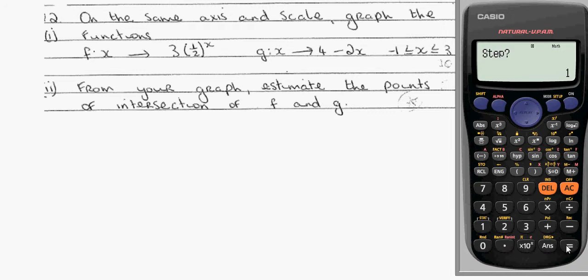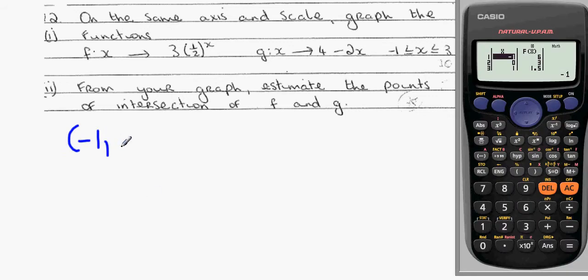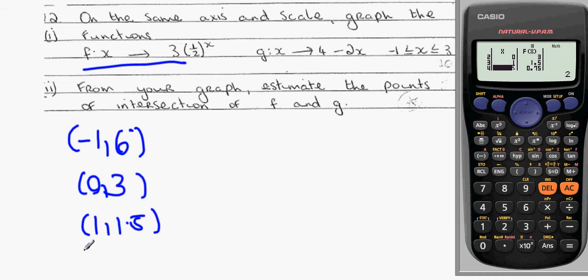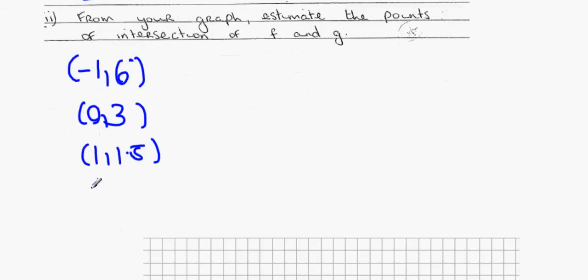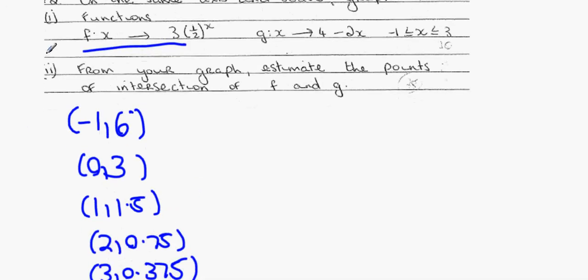And we're going to find out all the points on this graph. So it's going to be -1, 6, 0, 3. Just the blue one here. One after that's going to be 1, 1.5. And then we're going to have 0.75 if I know my stuff, because it's getting halved every time. So 0.75. And then 0.375.